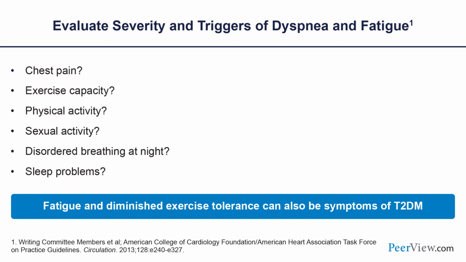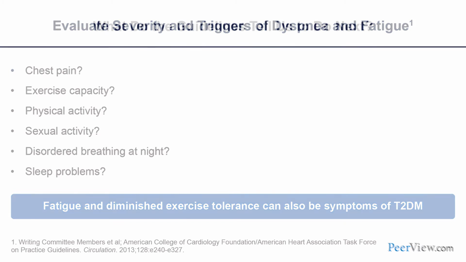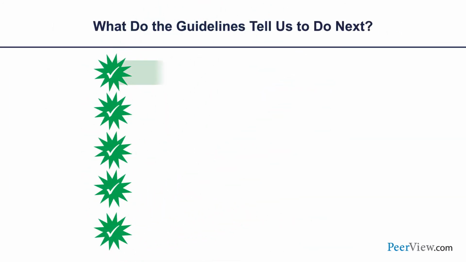Do the patients get chest pain? What about their exercise capacity and their physical activity? What about symptomatology with sexual activity? What about disordered breathing at night? Fatigue and diminished exercise tolerance can also be symptoms of type 2 diabetes mellitus, or heart failure, or the combination thereof. What do the guidelines tell us to do next?